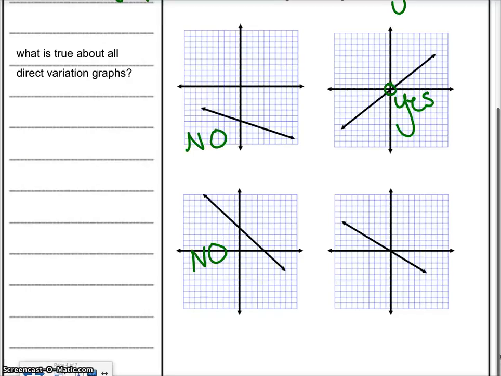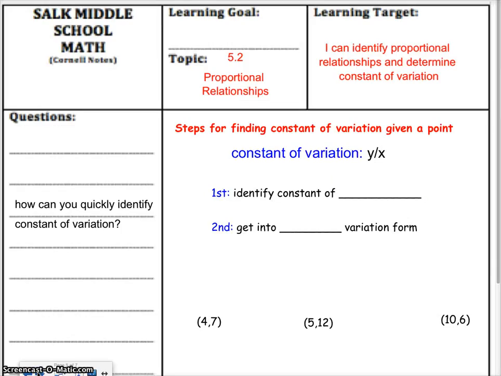Is this one directly proportional? Yes, because it goes through the origin. So our learning target: given a graph, you need to be able to figure out, does it go through the middle number or not? Okay, that's fun. Let's go to the next one.